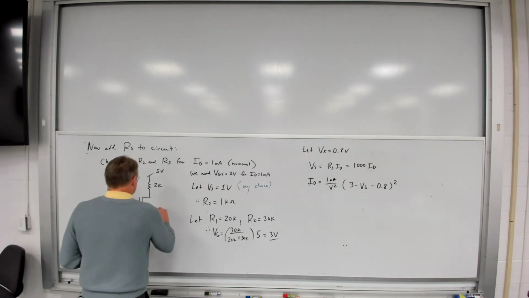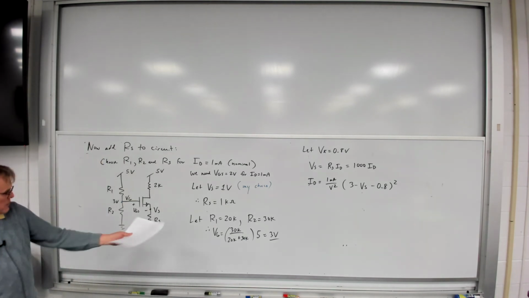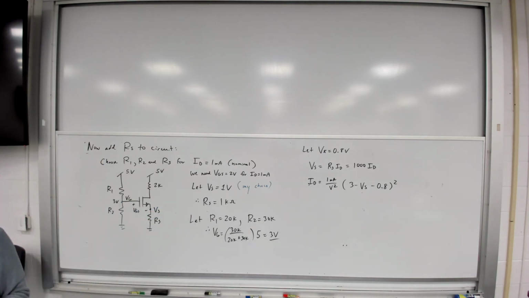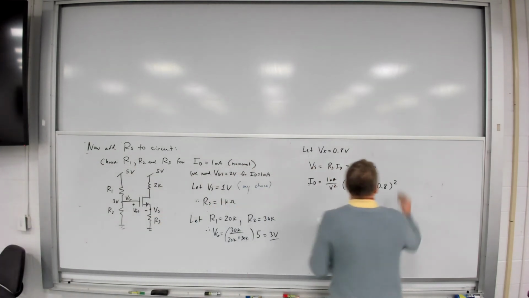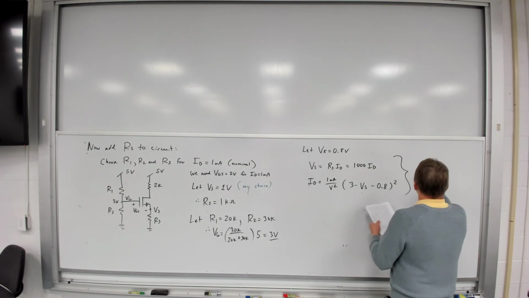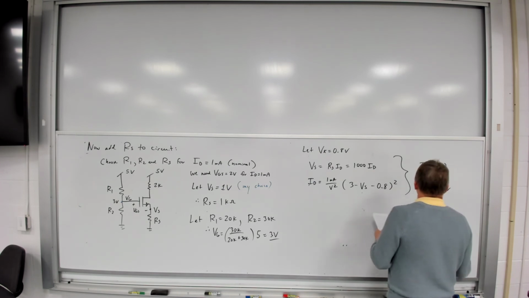Here's my Vs. Here's my VG. And so I'm just explicitly putting it into the equation. Once again, we're still operating in saturation. We can prove that, I'm just not going to bother at this point. But if we solve this, what we will get is that ID max is now equal to 1.13 milliamps, and VD is equal to 2.74 volts.